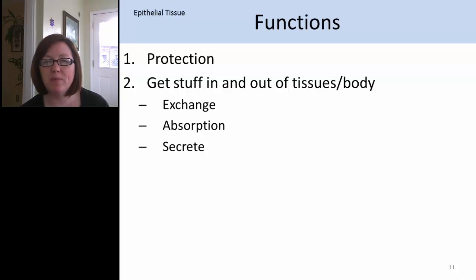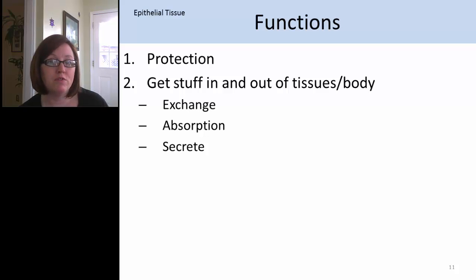The function of an epithelial tissue is really mostly dependent upon the thickness. We have thin and thick epithelial tissues. The thicker epithelial tissues tend to function in protection. We're going to find this in places like on the outside of the skin and the inside of the mouth. Whereas the thinner epithelial tissues tend to function in getting stuff into and out of the body.